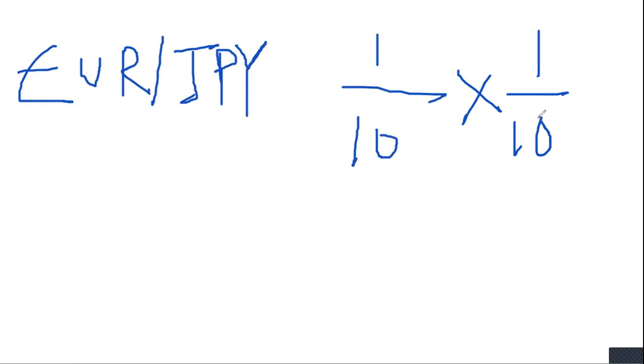Let's say I have Euro JPY. The mathematics behind these JPY pairs is 1/10 times 1/10. 1 times 1 is what? 1. 10 times 10 is what? 100. 1 divided by 100 is what? 0.01.